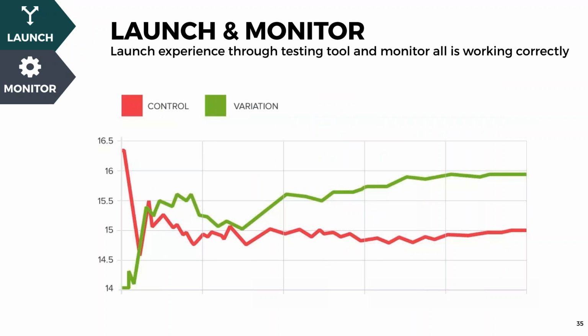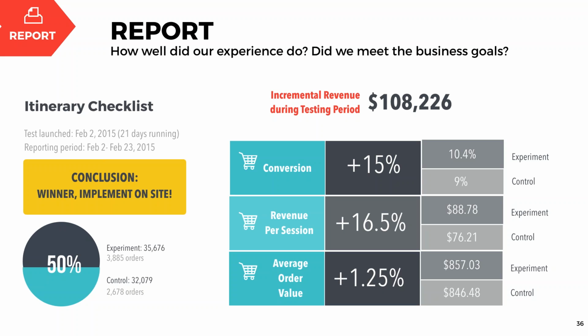And then it comes to reporting. And this is where we get to answer the question of how did the experience do? You know, did we meet your business goals? And for this specific experience, we can see that the conversion rate was up 15%, the revenue per session was up about 16%, and the AOV was up 1.25. And during the testing period, there was incremental revenue of $108,000, just about.